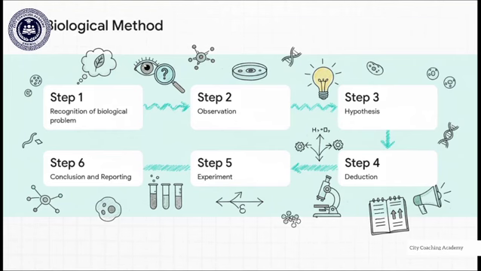Okay, so let's break down this playbook. It's got 6 key steps. First, pretty obvious, you have to recognize there's a problem in the first place. Then, you start gathering clues. You make observations. Based on what you see, you'll form a hypothesis, which is really just a fancy way of saying an educated guess. From that guess, you make a logical prediction, a deduction. And here's the most important part. You test it with an experiment. Finally, you look at your results, draw a conclusion, and tell everyone what you found. That's the method. Simple, right?